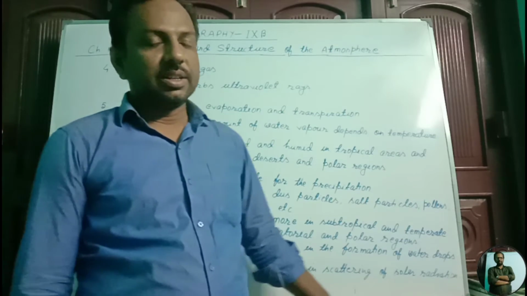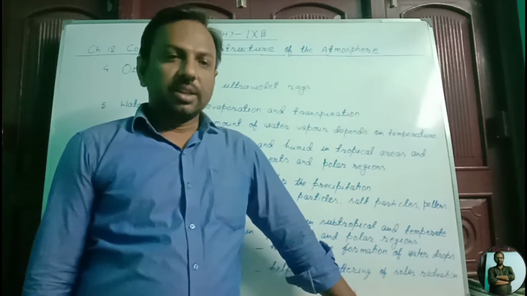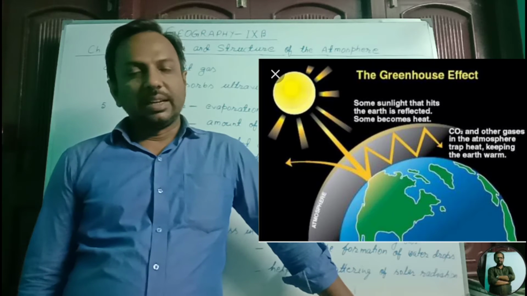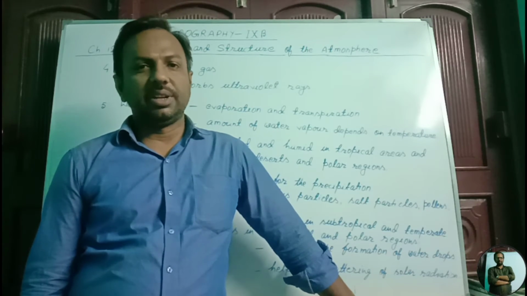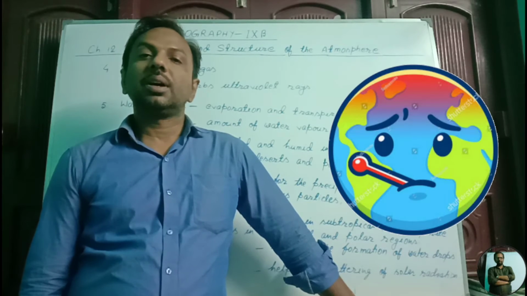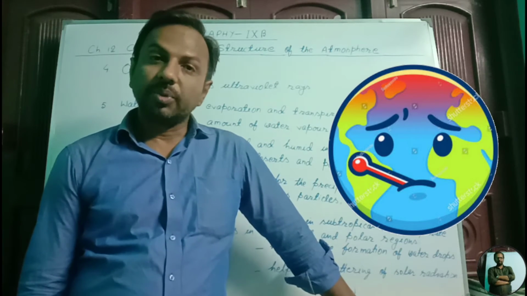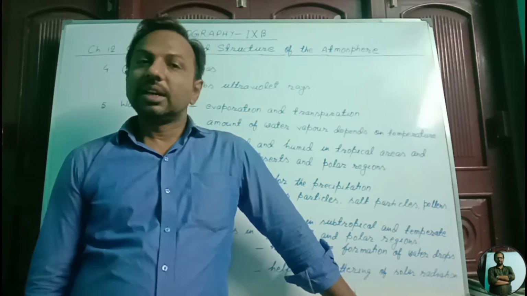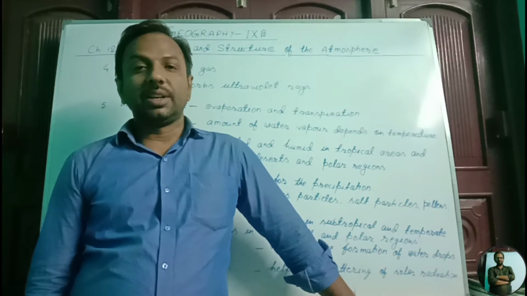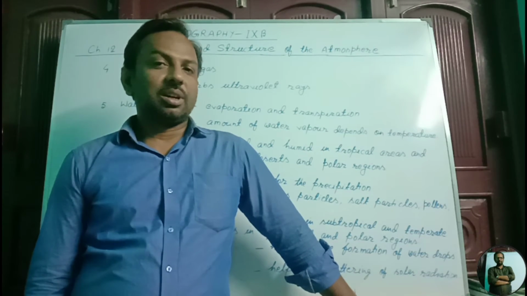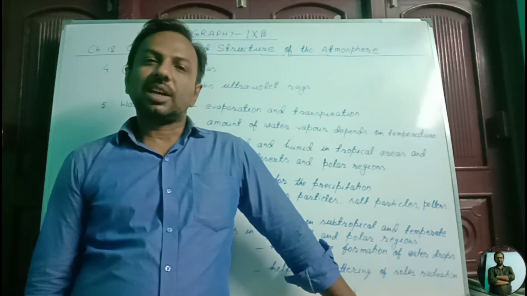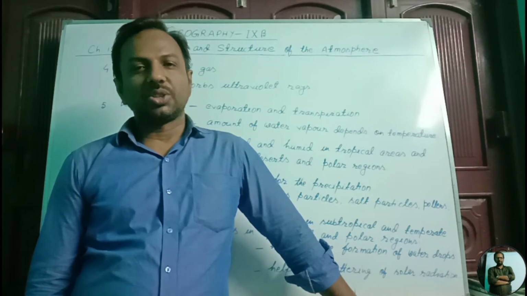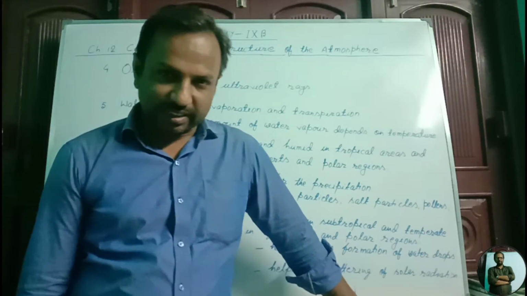That carbon dioxide is responsible for the greenhouse effect, and the greenhouse effect is responsible for the sudden increase in the temperature of the earth's surface. The important feature of carbon dioxide was that it allows solar radiation, but it does not allow the terrestrial radiation. It means the solar radiation is trapped around the earth's surface, increasing the temperature of the earth's surface.